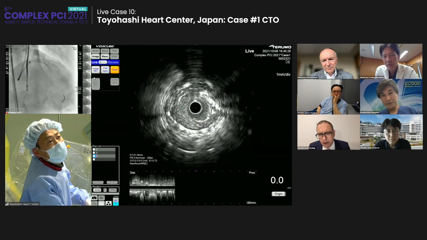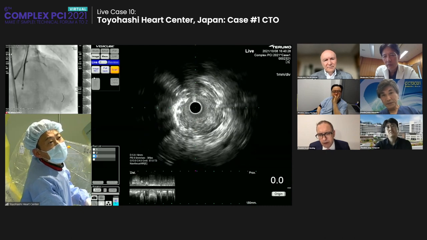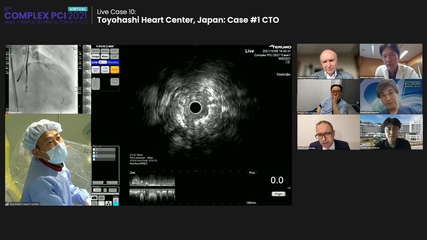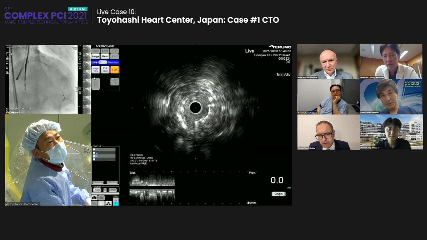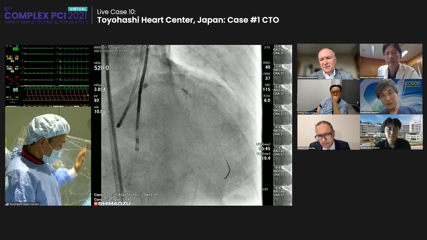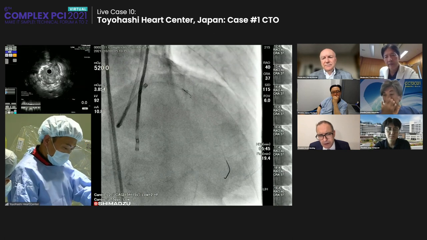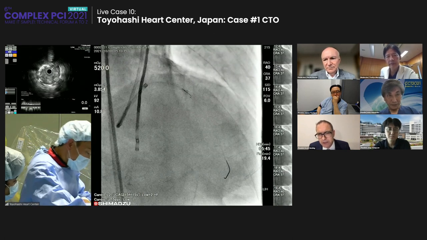It is very difficult to identify the real bifurcation, the diagonal. No, he said he cannot. As well, what we saw of the distal vessel didn't look diseased, it looked shrunk.